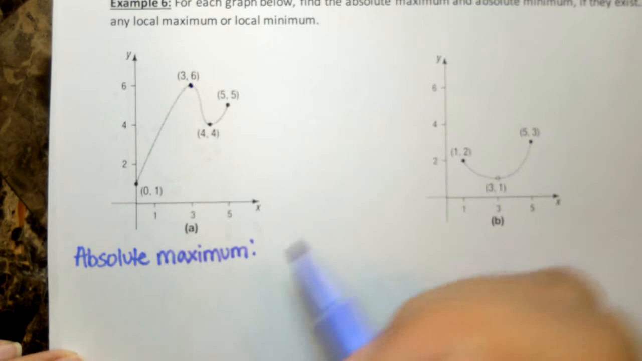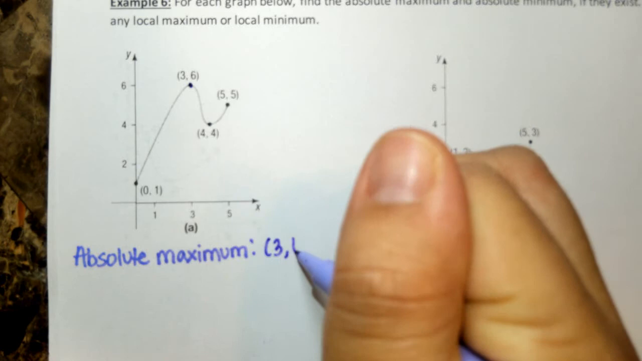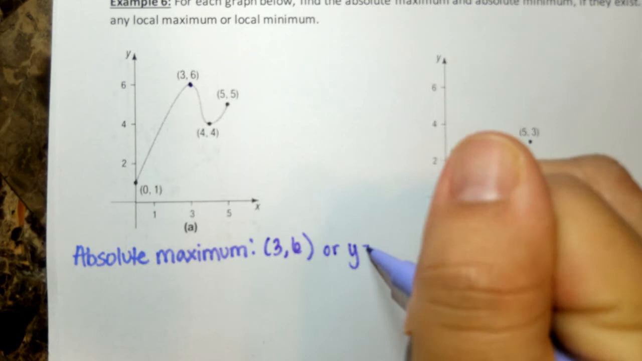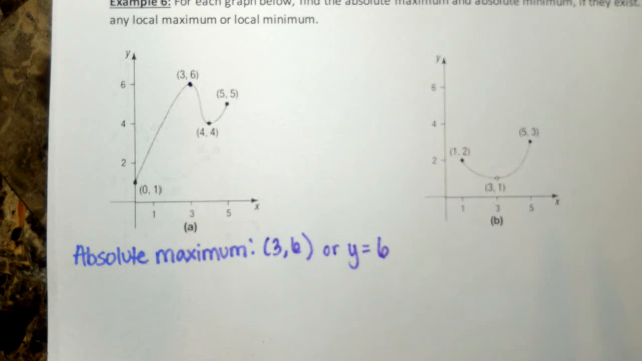So the absolute maximum, you can write it as 3, 6. We're really just concerned with the y value, so you could have also written it as just y equals 6. Okay, because this is the x-coordinate and this is the y-coordinate. When we're talking about maximum minimums, we only are concerned about the y value.